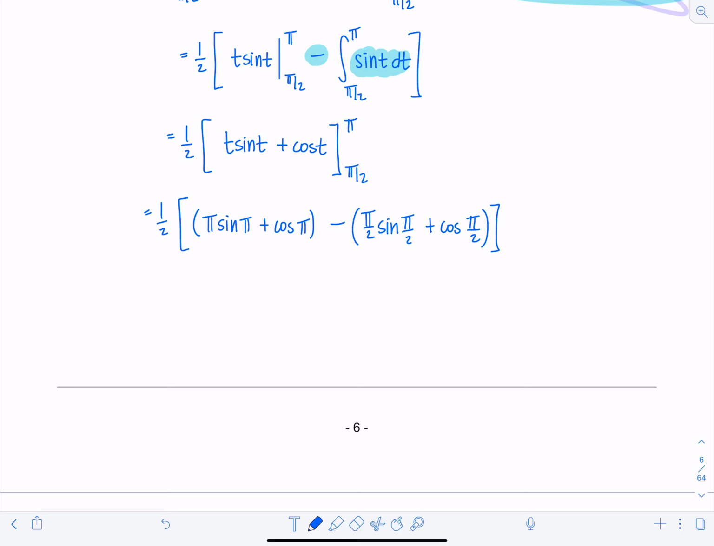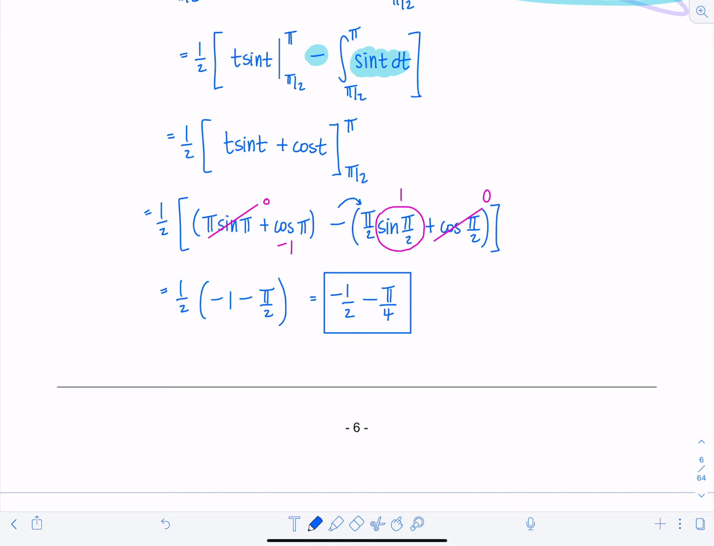Yes, looks great. Okay, sine of pi, that's 0. So that guy's gone. Cosine of pi, that's -1. Pi times, so sine of pi over 2, that's 1, times pi over 2. And then cosine of pi over 2, that's also 0. So what are we left with? Oh my goodness, I've got 1/2 times 0 minus 1. And then this negative distributes, so minus pi over 2. And then I'll distribute that 1/2 for my final answer. So I have -1/2 minus pi over 4.